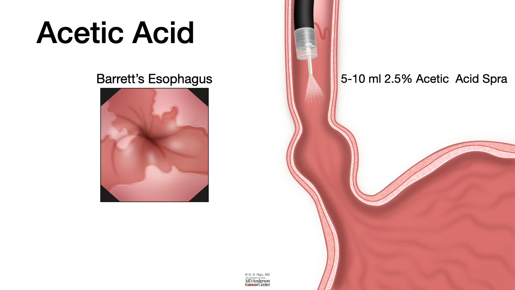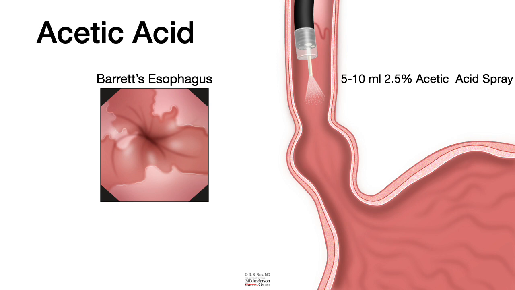About 5 to 10 ml of 2.5% acetic acid is used, and you spray as the endoscopist is pulling the endoscope from the gastroesophageal junction all the way to the squamous epithelium. And then you watch what happens.